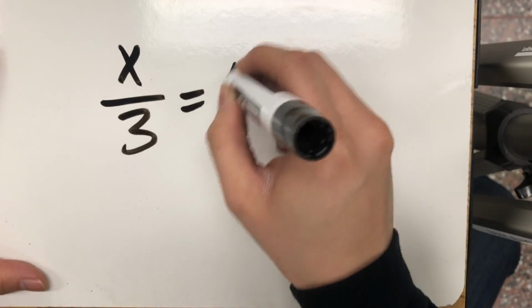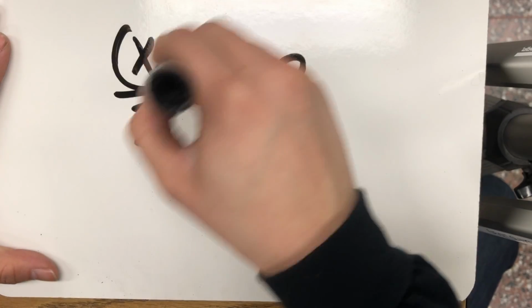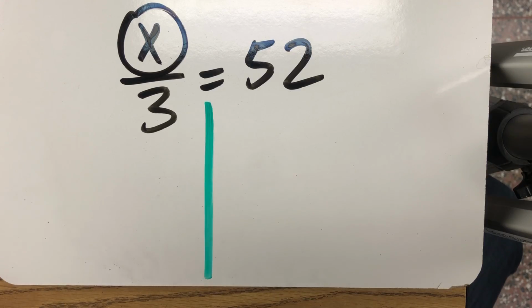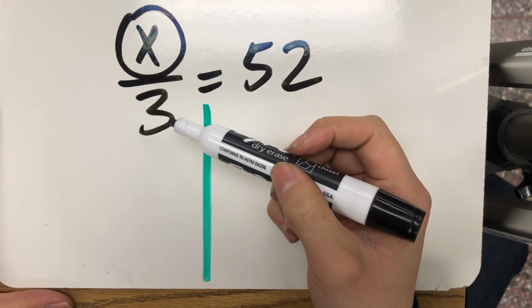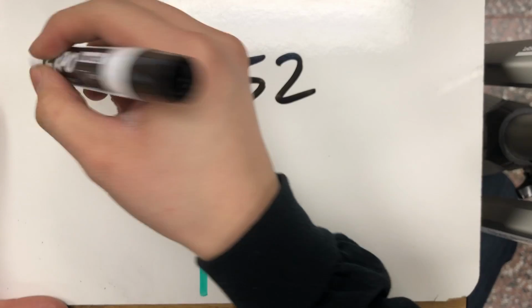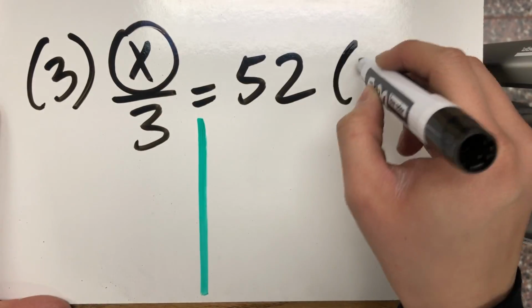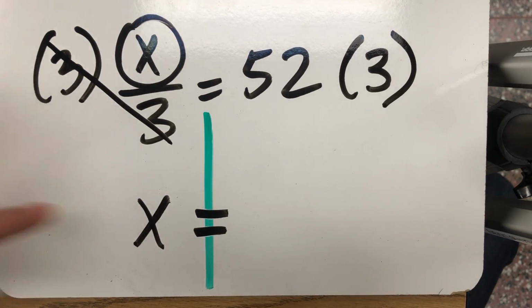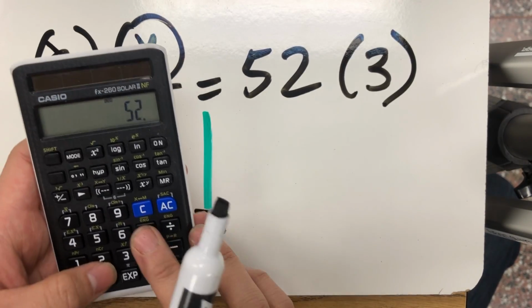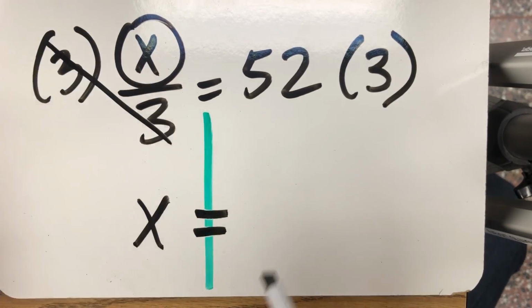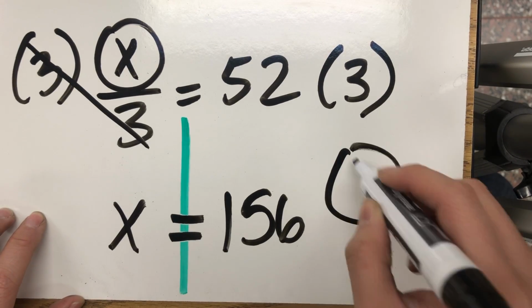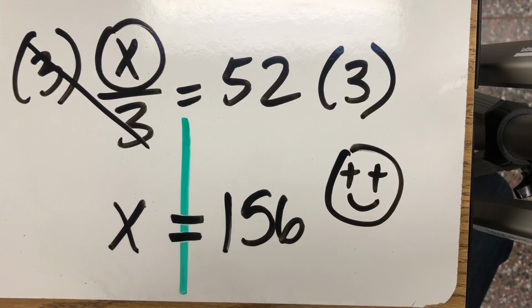X over 3 equals 52. So I'm solving for this x. Go ahead and split my equation in half so I know what my two sides I have to keep balanced are. This x is being divided by 3, so what is the opposite of divide by 3? Multiply times 3. I'm left with a single x on my right side, and 52 times 3 is 156. This is a positive number being multiplied by a positive number. The eyes do match, so it is going to be positive.